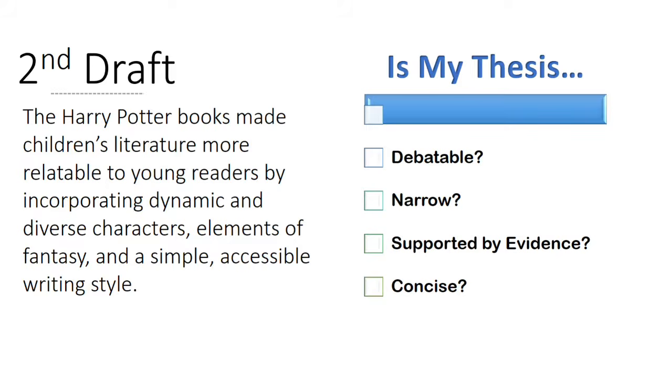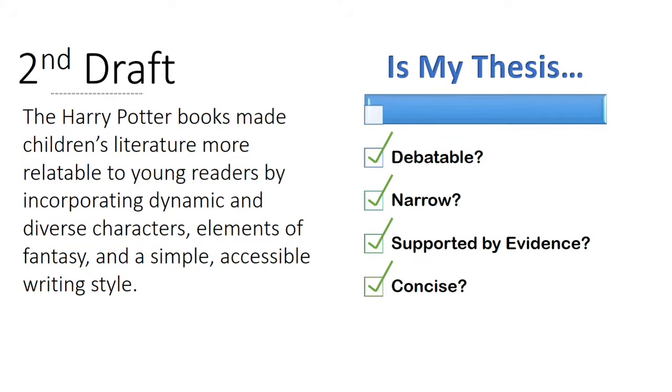So for the first point, is our thesis debatable? Yes, it's stating one particular position on a topic. Is it narrow in its scope? Yes, we've outlined 3 very specific details to support our thesis. And is it supported by evidence? Yes. If we were to write an essay using this thesis, we could use a lot of textual evidence from the Harry Potter books to support it. And last, but certainly not least, is it concise? Definitely. Our second and final draft is much more brief and to the point.